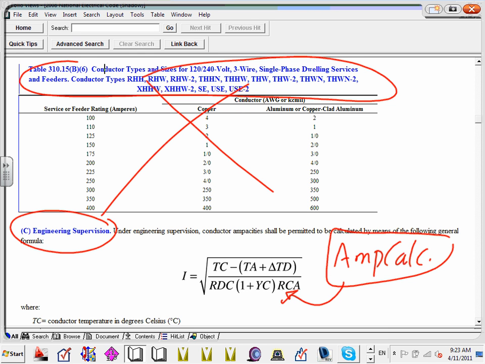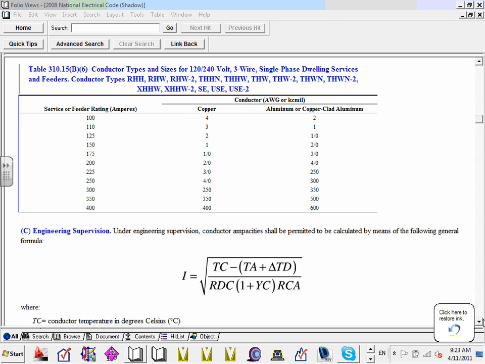Well, how can they do this, DJ? Because of engineering supervision. Any question, guys? What they do is, this is a thermodynamic equation. They take the surrounding temperature, and they find how much current the conductor can carry under these circumstances. Engineering supervision.